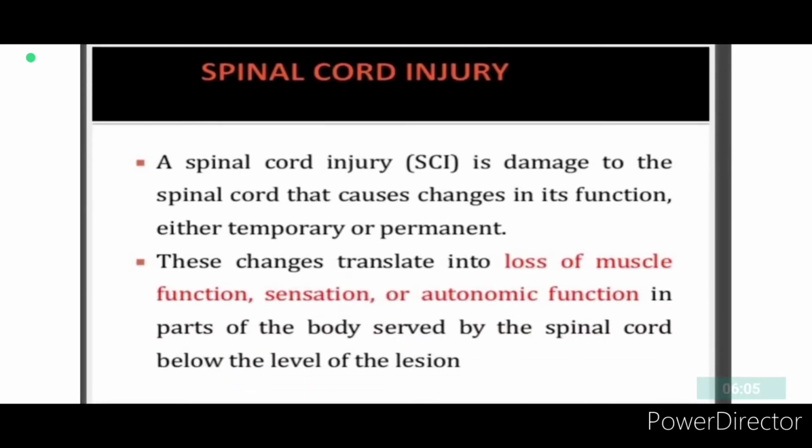Spinal cord injury. A spinal cord injury or SCI is damage to the spinal cord that causes changes in its function, either temporary or permanent. These changes translate into loss of muscle function, sensation, or autonomic function in the parts of body served by the spinal cord below the level of lesion.